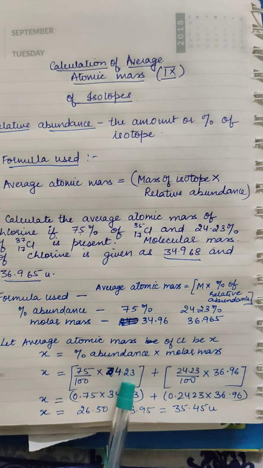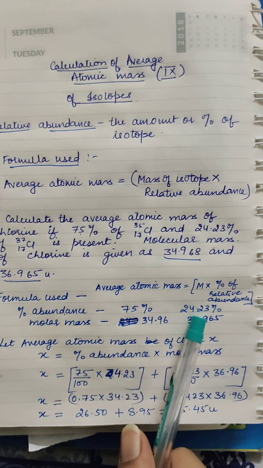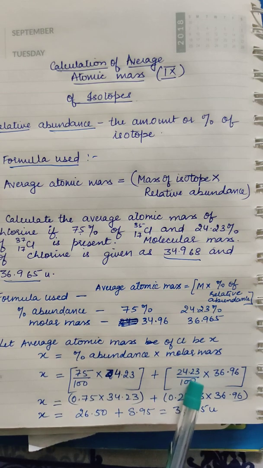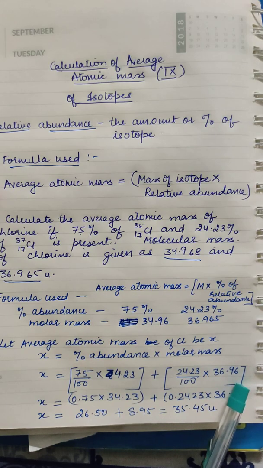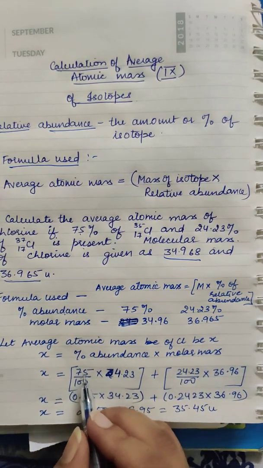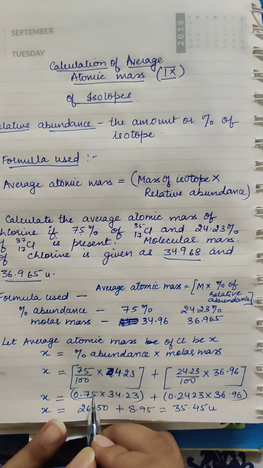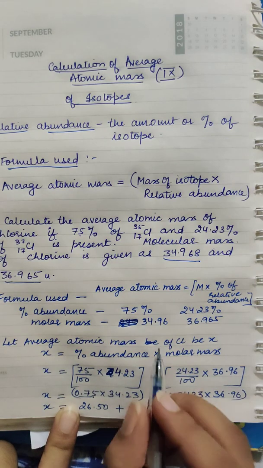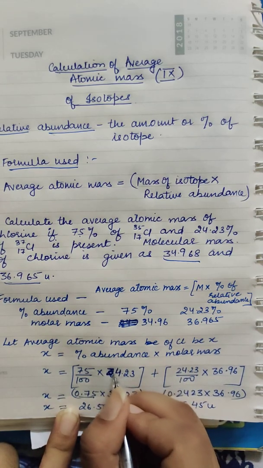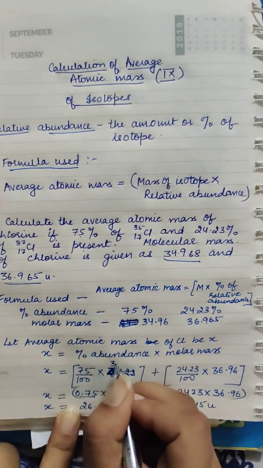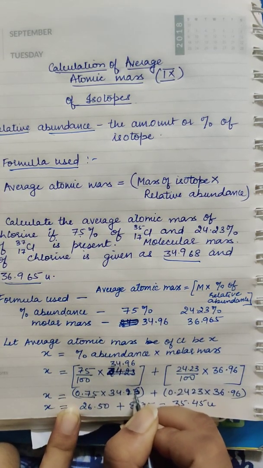And plus the second is 24.23%, so I've written 24.23 by 100 into 36.96. Next, 75 by 100 can be written as 0.75, all of you know that. Now this is given in the question as 34.96, so by mistake I have written 34.23. I'll just cut it and write 34.96. Over here also I'll write 96.